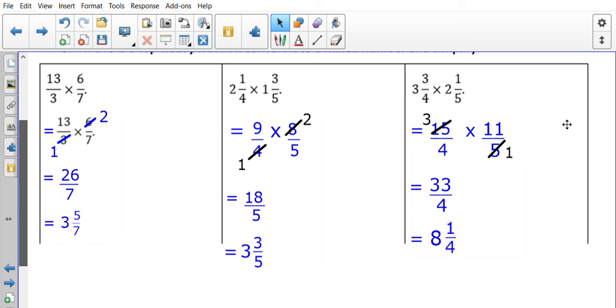Multiplying the numerators together, 3 times 11 is 33. 4 times 1 is 4. Again, don't leave it as an improper fraction, change it to a mixed number. So 4 goes into 33 8 times. 4 times 8 is 32. Therefore, you have 1 left over. And that's why your final answer is 8 and 1/4.